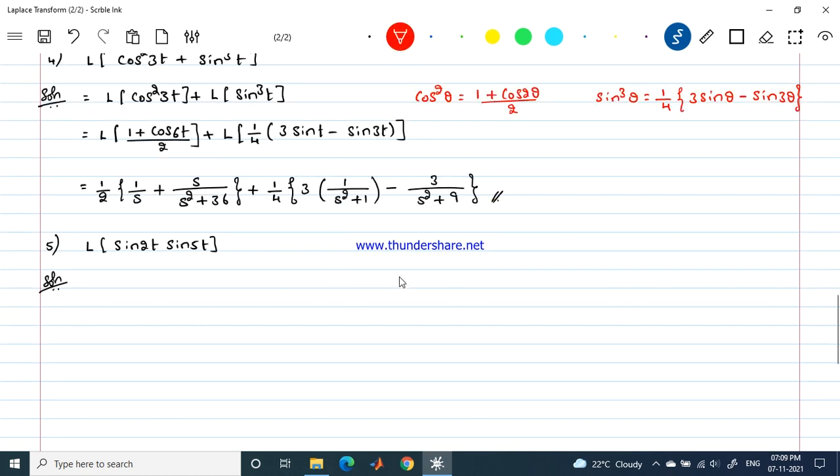In this case, I need to know the sin A sin B formula, which is half times cos of A minus B minus cos of A plus B.